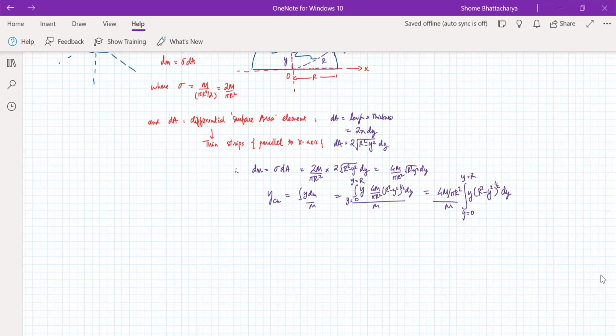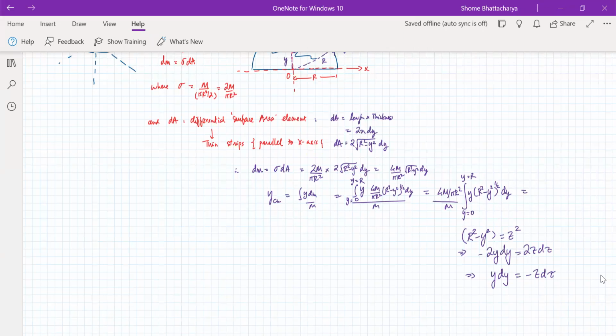Okay, now let's see how to do this integration. So what we can do is, see, we have got y outside and we have got r square minus y square inside the square root. So notice that if you take r square minus y square as a new variable like z square, then differentiation of this will tell you that minus 2y dy is equal to 2z dz. That means what we've got outside, y dy, can be written as minus of z dz. So I'm just rewriting this like this.